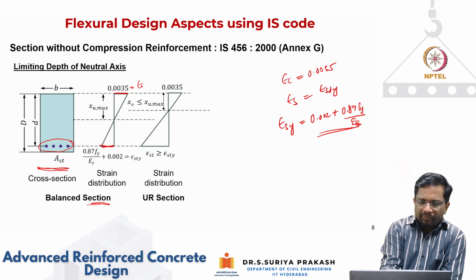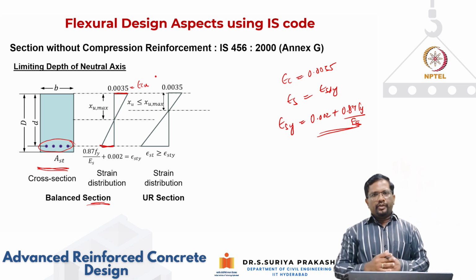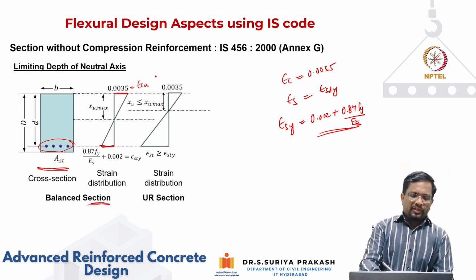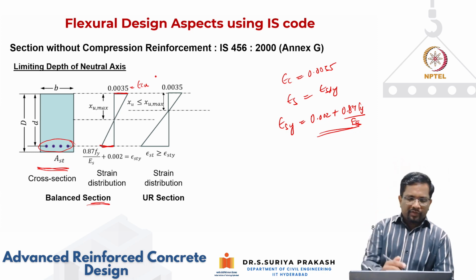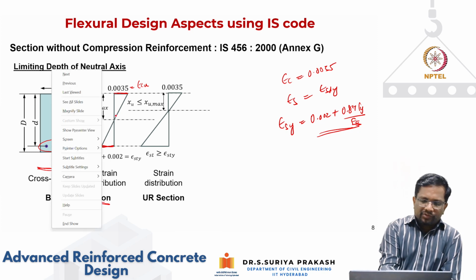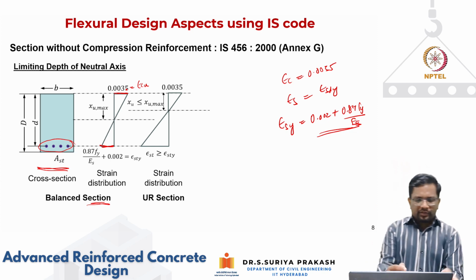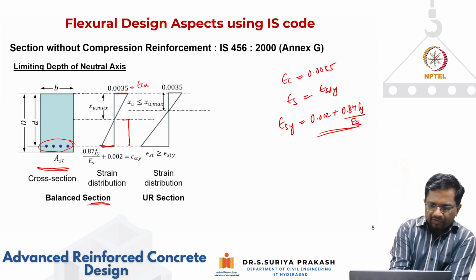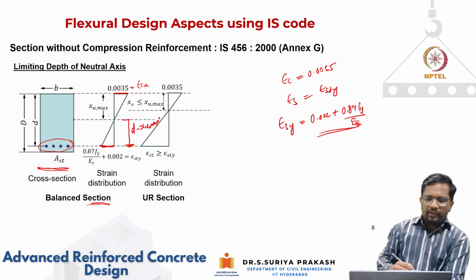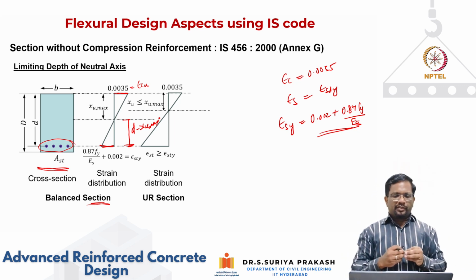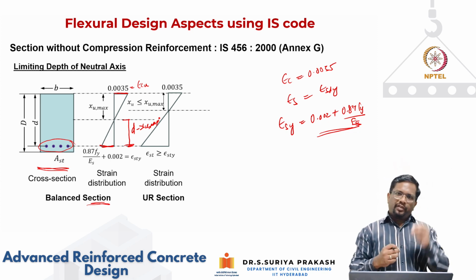So I fix this limit and I fix this limit. This is basically epsilon cu, so that is always fixed. And this is your balanced condition. For this condition, if I know the effective depth, I am fixing these two strains, right? So this distance is known, and now what would be this distance? Again, we have done this calculation, right? It is going to be d minus xu max. So the strain levels are fixed. The moment I say that the section is a balanced section, then my strain values are fixed.